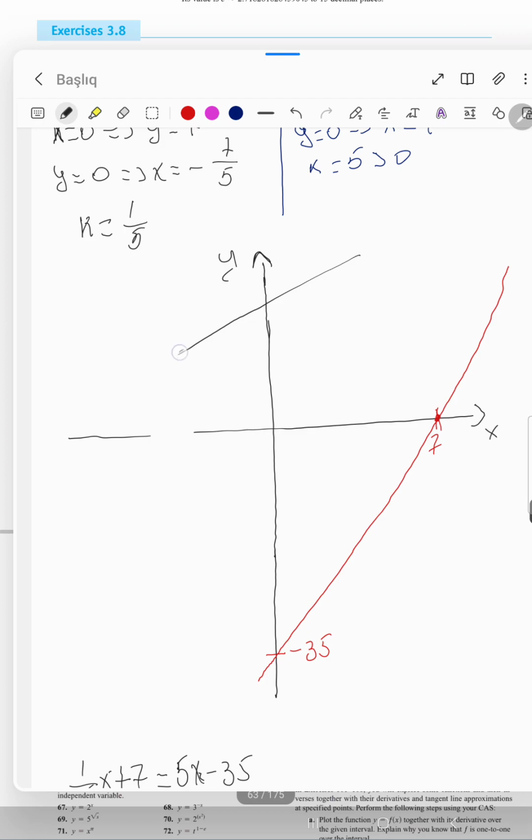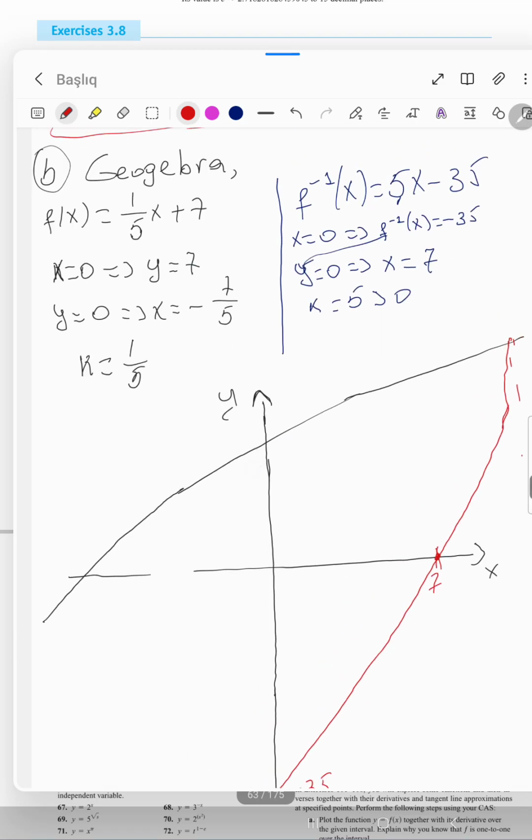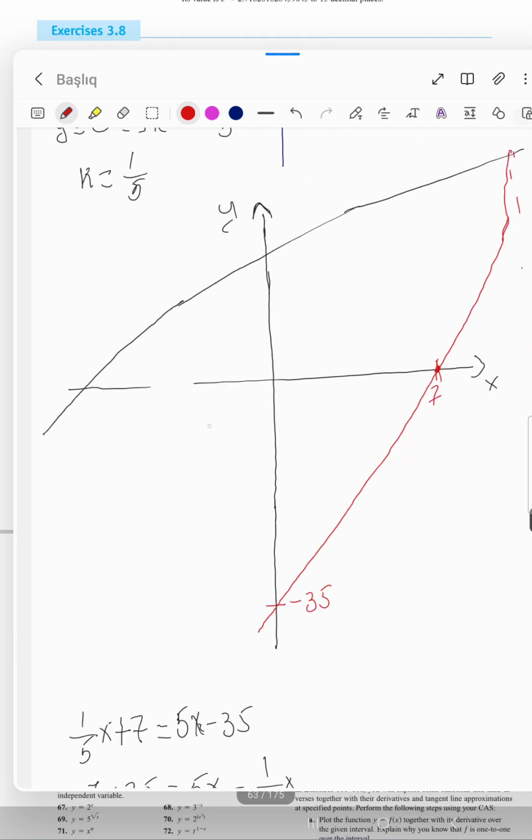It will be something like this, I guess. It's a little bit ugly, but sorry about that. And then they will intersect at some point here, something like this. Use GeoGebra, please. Ignore this ugly graph in here. This is 7. Anyways.